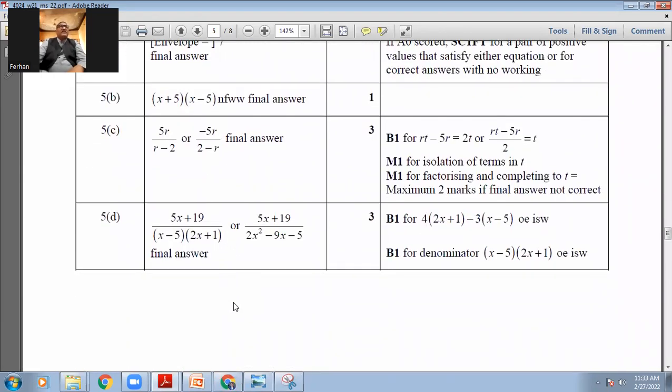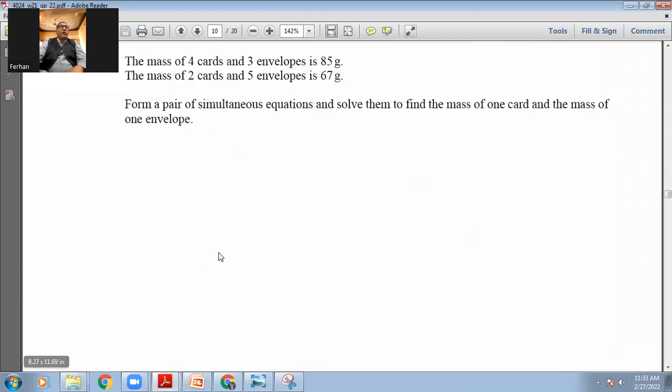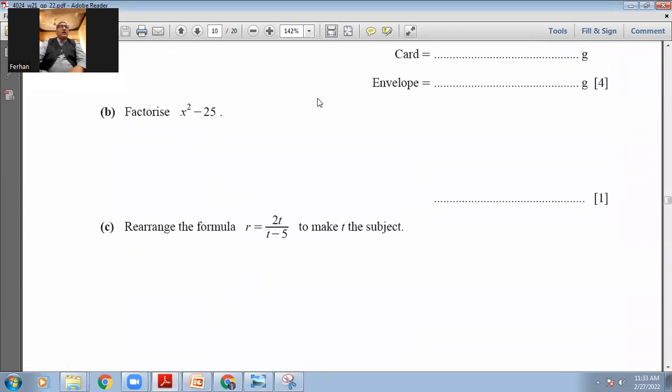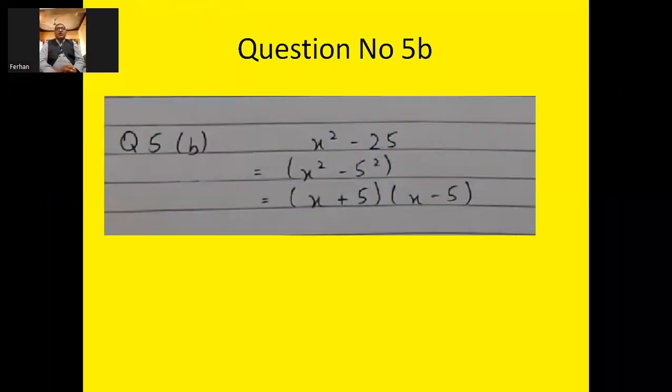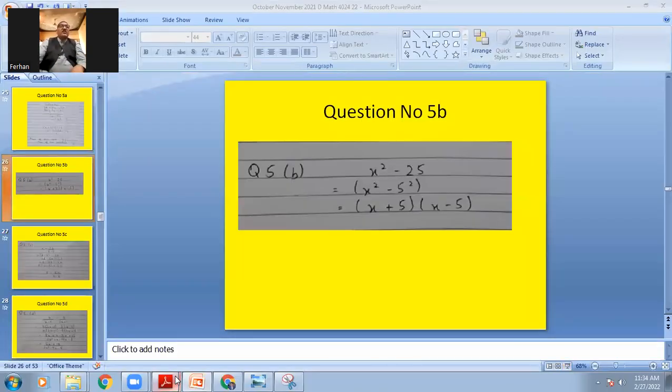Question 5A part is done. Question number 5 is B part. Factorize x squared minus 25. You know, x squared and 25 are both perfect squares. So x squared minus 5 squared, and you can apply the formula a squared minus b squared equals a plus b into a minus b. By that formula, I can factorize this expression. So x squared minus 25 is x squared minus 5 squared, and that will be x plus 5 into x minus 5. So this is how it is done.